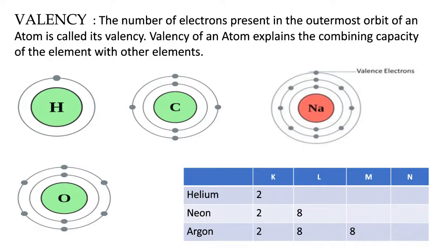Now if we come to the noble gases, okay children, we have got the noble gases: helium, neon, argon, krypton, xenon, and radon. In all these noble gases the outermost shell is completely filled, that is they have either 2 electrons or 8 electrons, and helium is the only noble gas which has got only 2 electrons. Other than helium, neon, argon, krypton, xenon and radon have 8 electrons in their outermost shell.